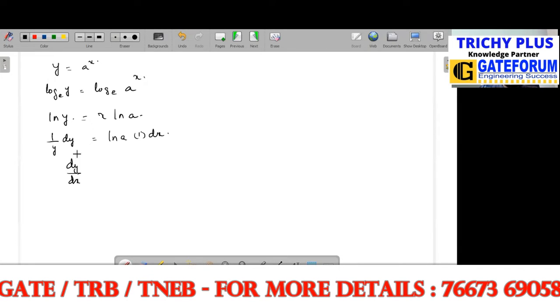So dy by dx, because this is what we are differentiating, equals ln a into y. Y is nothing but a power x. So if you differentiate a power x, you will get a power x ln a, right? Now we know the derivative of a power x, so we will go with the L'Hospital rule. Shall we go?